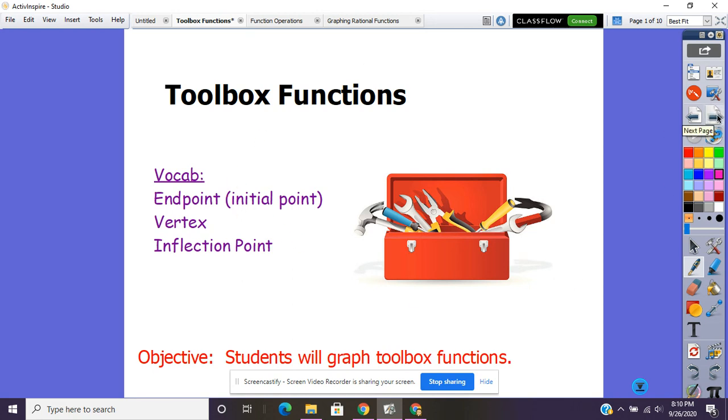So we're going to introduce the very beginning of the toolbox functions. I would highly recommend writing these down. And if you're one of the students in my class, you should have received a sheet that you can take notes on this with.